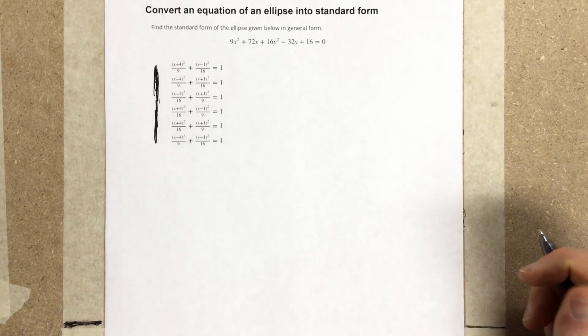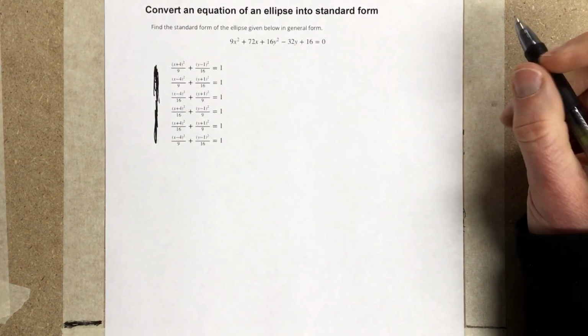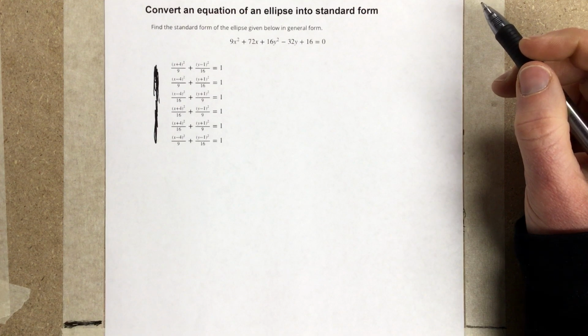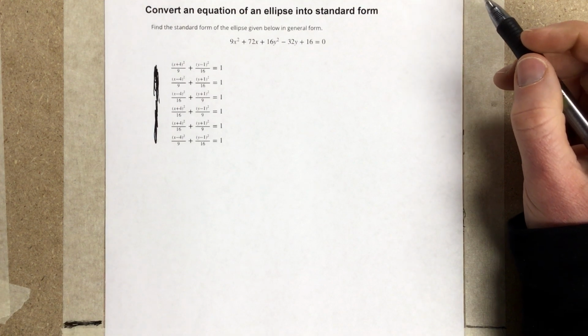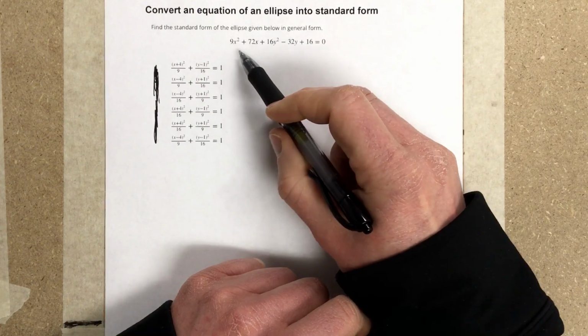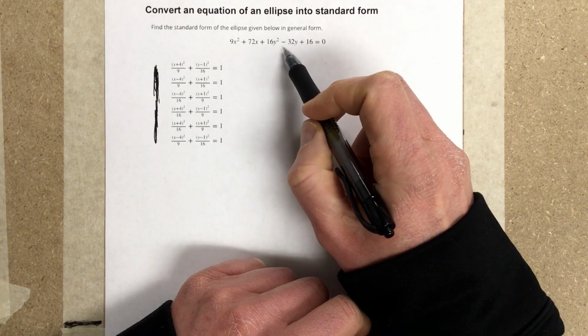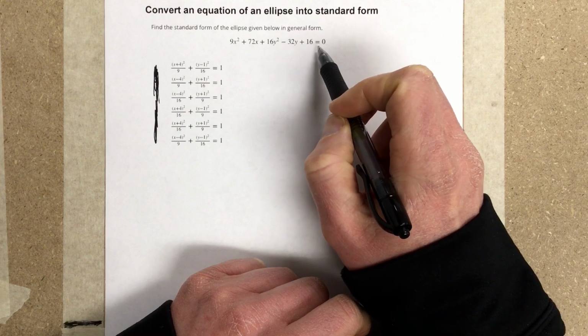In this video, we're going to convert an equation of an ellipse into standard form. It says find the standard form of the ellipse given below in general form. So we have 9x squared plus 72x plus 16y squared minus 32y plus 16 is equal to 0.